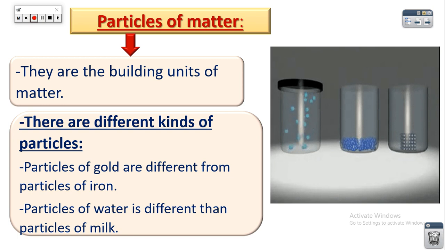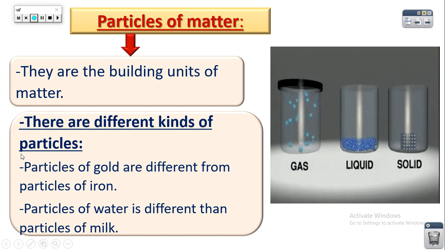For example, why is the brick a solid? Because the particles are very close to each other, they have less energy, they vibrate in each place or move around each other. So we answer this question in the 3 points of particles: the space, the energy, the movement.